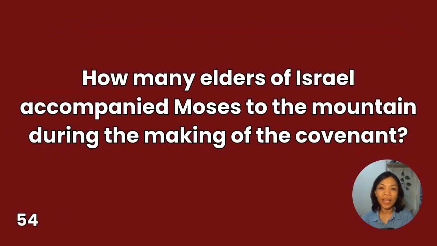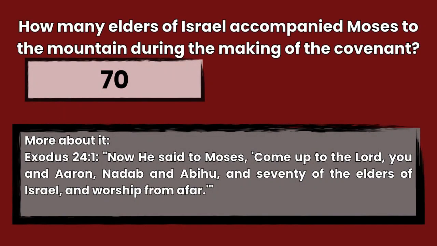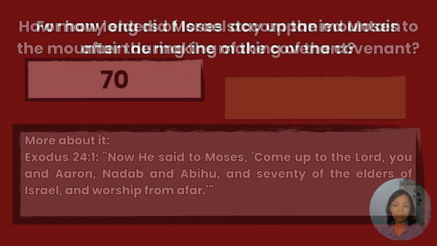54. How many elders of Israel accompanied Moses to the mountain during the making of the covenant? You have 10 seconds to answer. The answer is 70. Exodus 24:1. Now he said to Moses, Come up to the Lord, you and Aaron, Nadab and Abihu, and 70 of the elders of Israel, and worship from afar.